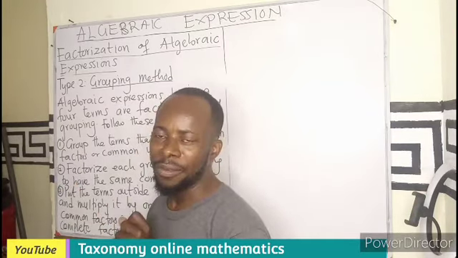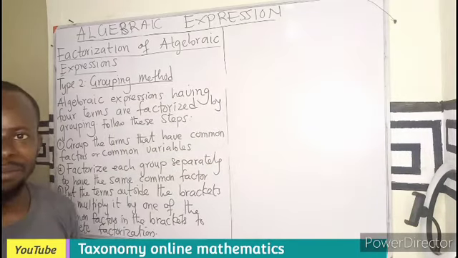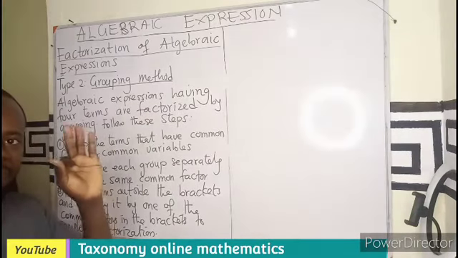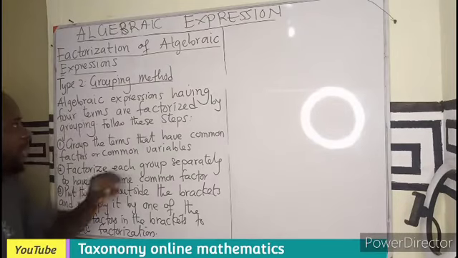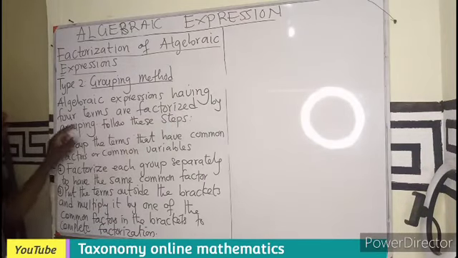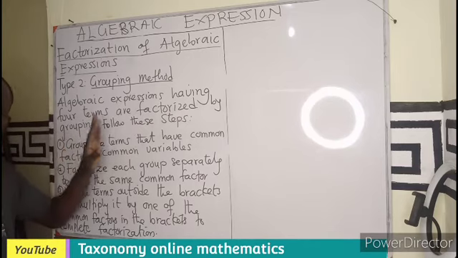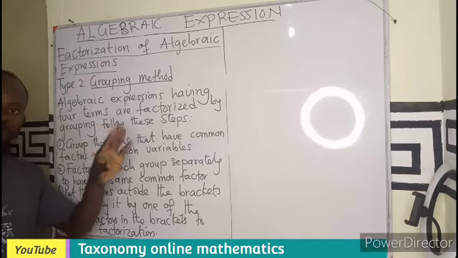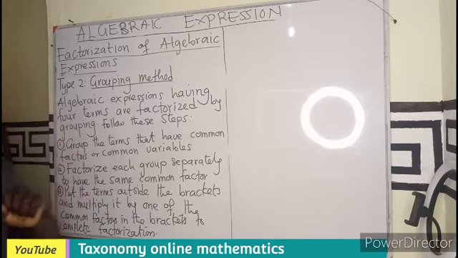In this type of factorization, it involves algebraic expression that have 4 terms. So algebraic expression having 4 terms are factorized by what? Grouping, or they are easily factorized by grouping. Now, how do we group them? These are the steps that we are going to follow.